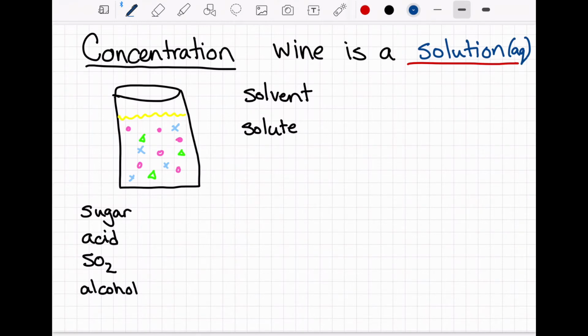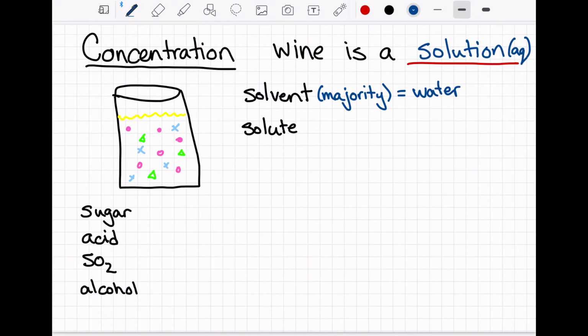So the solvent is the majority component in any solution. And in this case, it's water. It doesn't matter when it's juice, it's an aqueous solution, it's a water solution.